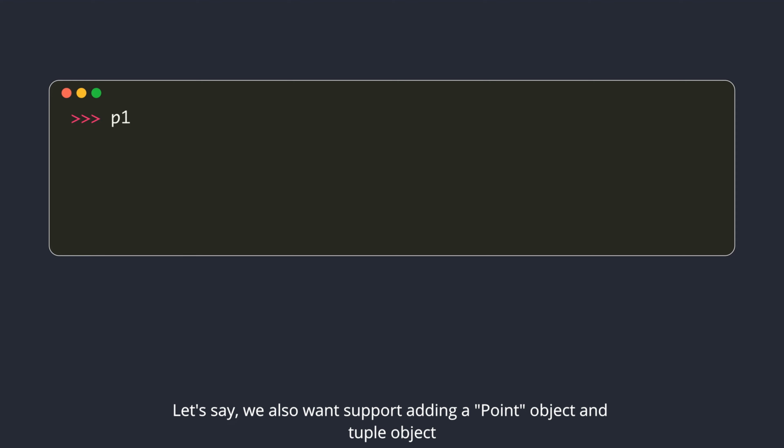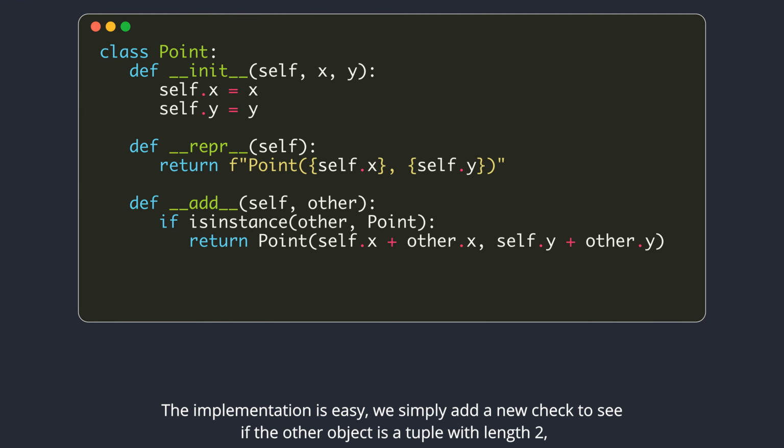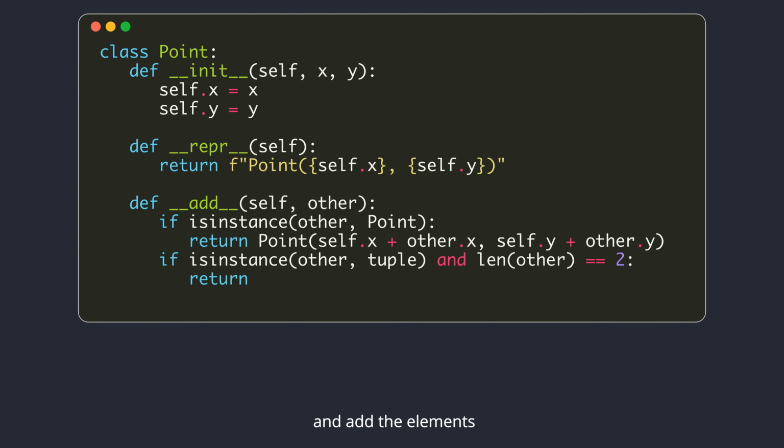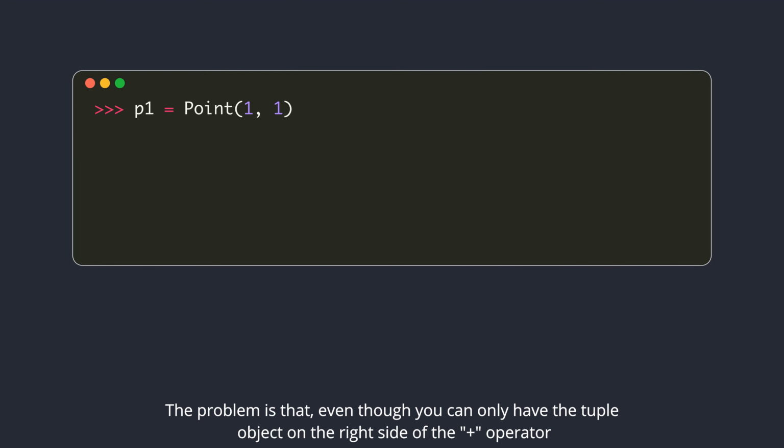Let's say we also want to support adding a point object and a tuple object. Currently, that won't work. The implementation is easy, we simply add a new check to see if the other object is a tuple with length 2, and add the elements.